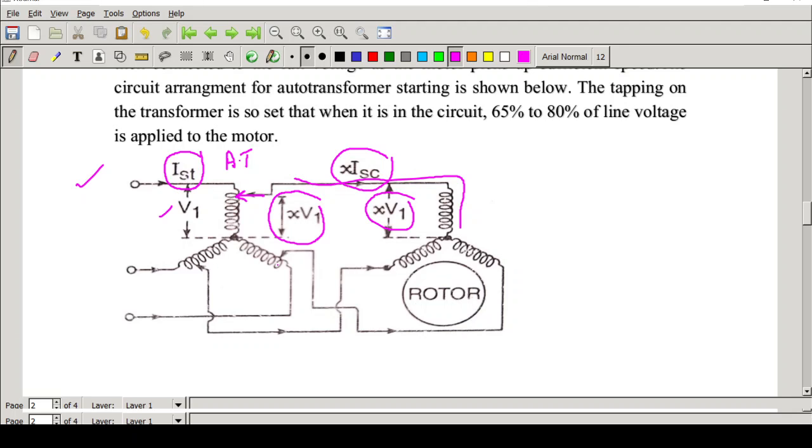Similarly, in the other winding we can see there is a tapping provided, and we are not giving the full line voltage, we are giving X into V1. This tapping X can be 65% or 80% or 70% of the line voltage. So basically we are providing a reduced voltage to the stator winding of a three-phase induction motor using an auto transformer. Now here you can see the rotor also. The rotor is given here.